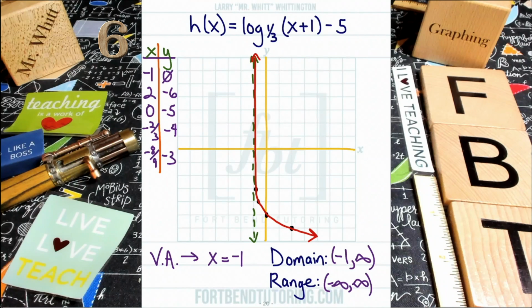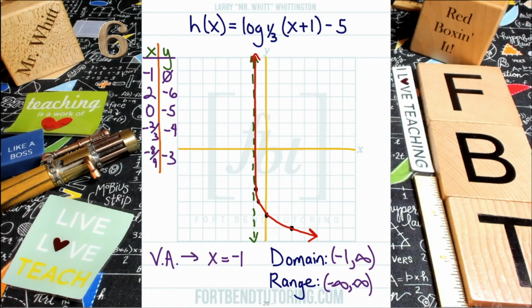And once again, let's red box it. We have x equals -1. We have our domain, which is -1 to positive infinity. We have our range, which is -infinity to positive infinity.